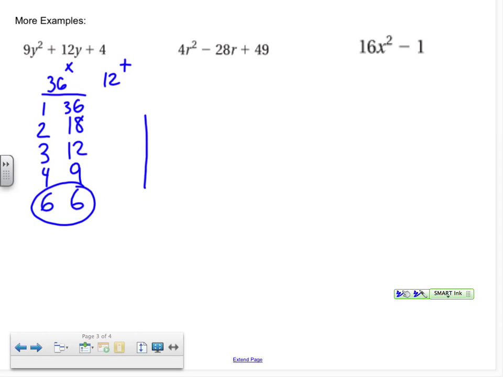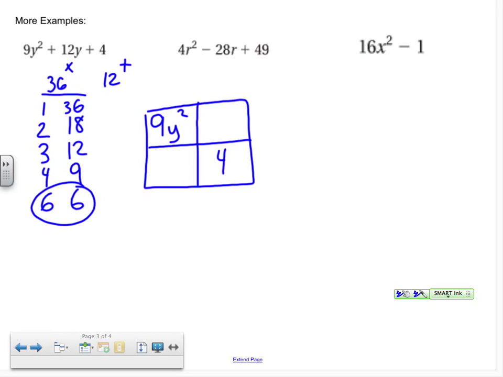So as we build our box, our first term is 9y squared, so that'll go in our first box. Our last term is 4, that'll go in our last box. And then our two terms here are 6y and 6y for the 12y. Now we're going to go left, right, up, down. So as we go right to left, 6y and 4, the largest number they have in common is 2.